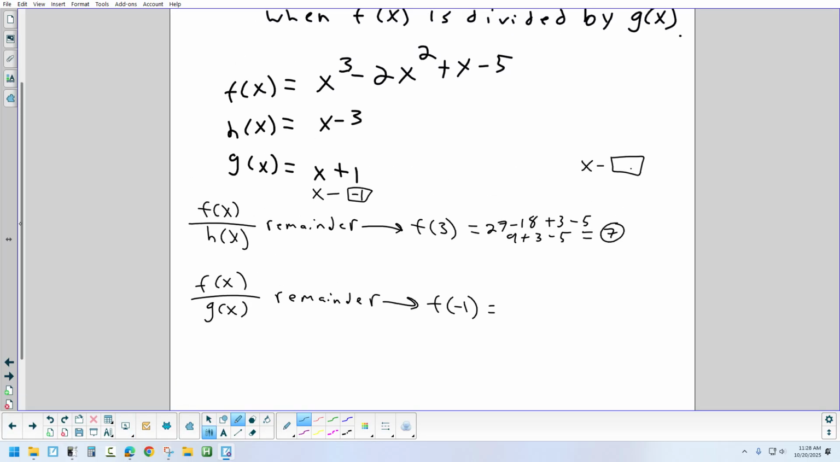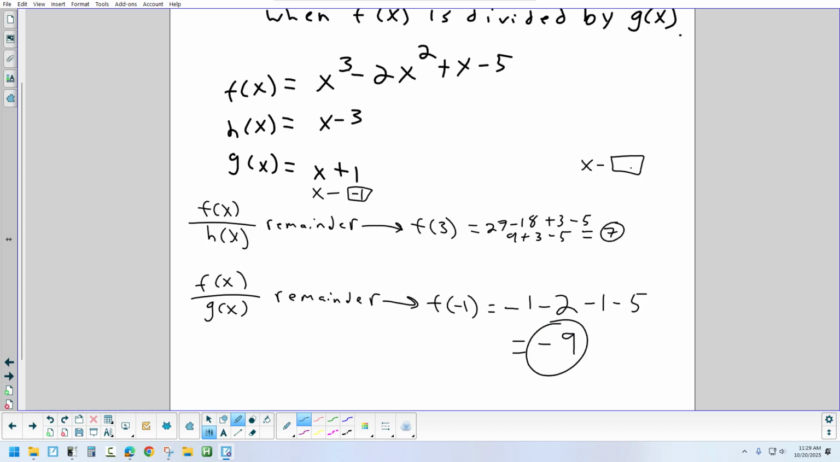Okay, what's -1 cubed? So -1 and -1 squared, 1 times -2, minus 2, minus 1 minus 5. -1 minus 2 gives me -3, minus 1 more and minus 5 more: -9. Okay, so that's your remainder. So if you try to divide f of x by g of x, you're going to get a remainder of -9. What does that tell you about g of x? It also is not a factor of f of x.